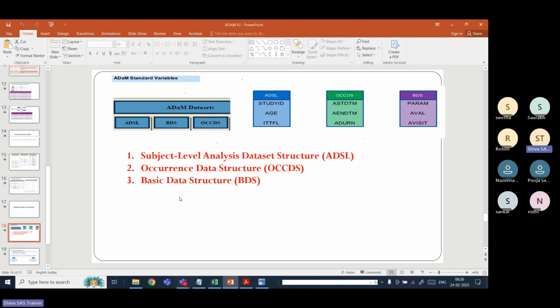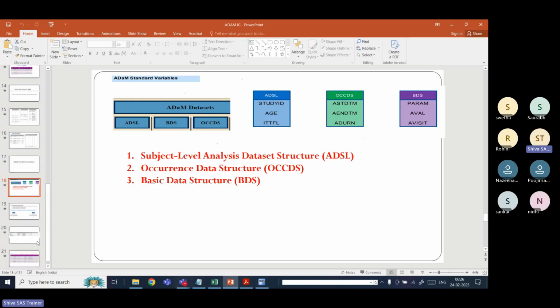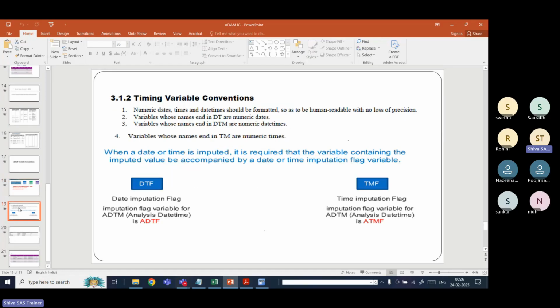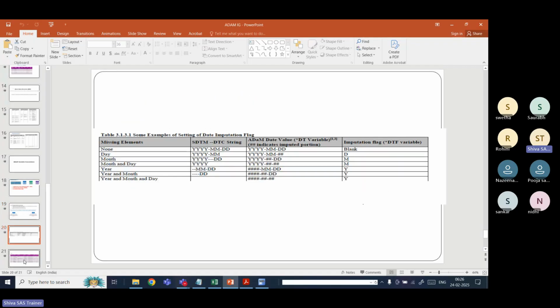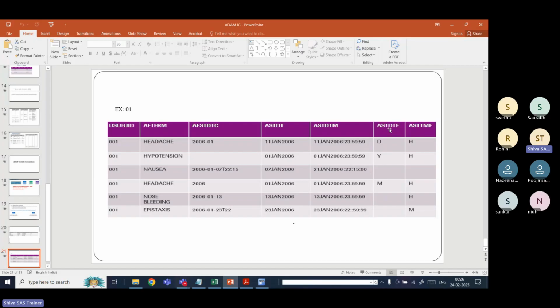And some other variables in the OCCDS: whenever we impute some variables, we need to mark that observation, the one on which we have done the imputation. At that time we generally use the variables called DTF and TMF. You can see here ASTDTF ends with DTF, and TMF, nothing but the time.